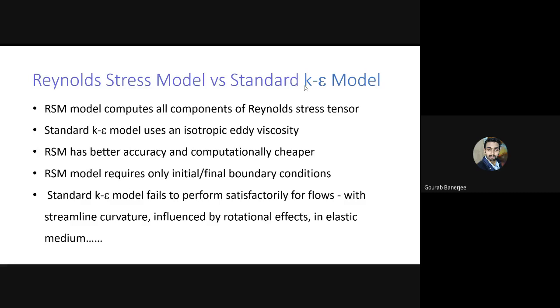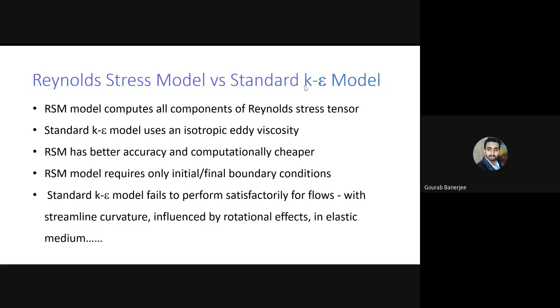Now, just a brief overview of the two models that have been taken, the RSM and the standard K-epsilon model. The RSM model actually computes all the components of the Reynolds stress tensor individually, whereas the standard K-epsilon model uses an isotropic concept and takes all the eddy viscosities together. It's been seen from the previous literature that the RSM model essentially gives more accurate results and is also computationally cheaper than all the other models present in the Fluent database. Another advantage is that it only requires the initial and final boundary conditions.